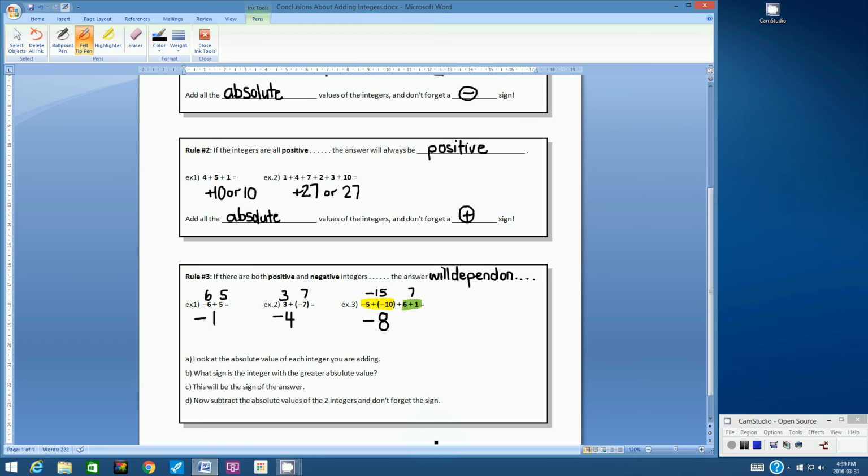Okay, so those are the three rules. Rule number 1, rule number 2, very simple. Rule number 3, you just got to think about it a little bit. So I hope this helps make some conclusions about adding integers.